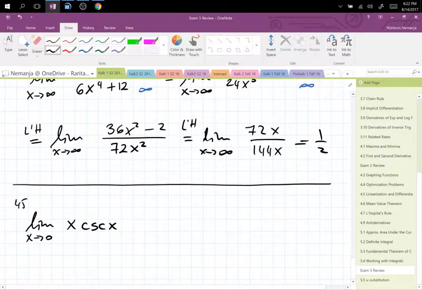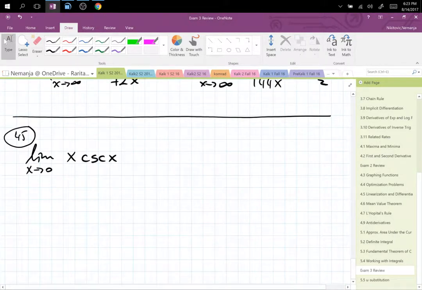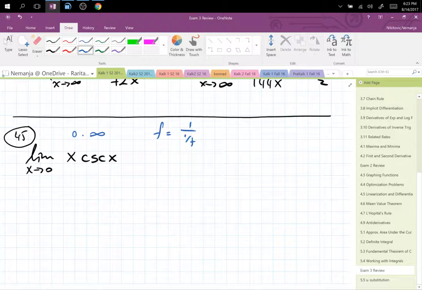For this, you have to do the reciprocal of one of them, either x or cosecant. So now we have a problem. These problems are very frequent on exams, and you have x cosecant x, which is 0 times infinity. When you see 0 times infinity, the trick is to take one of the two functions and write it as 1 over f, because then the function that you had an issue with becomes the function that is easy to deal with.